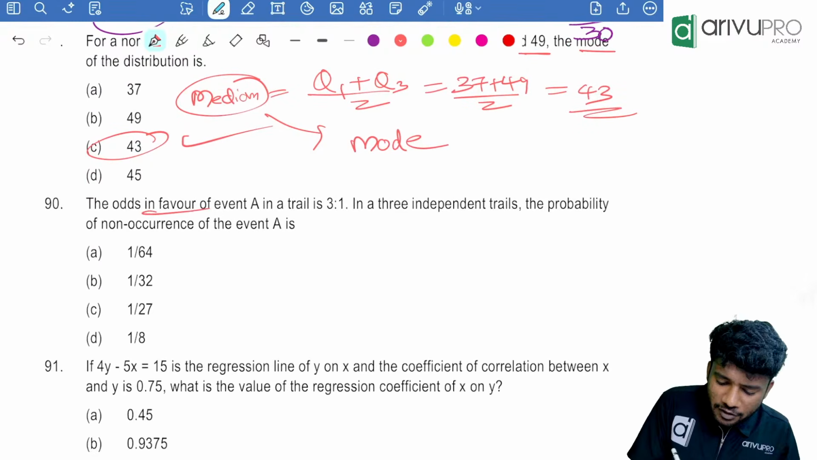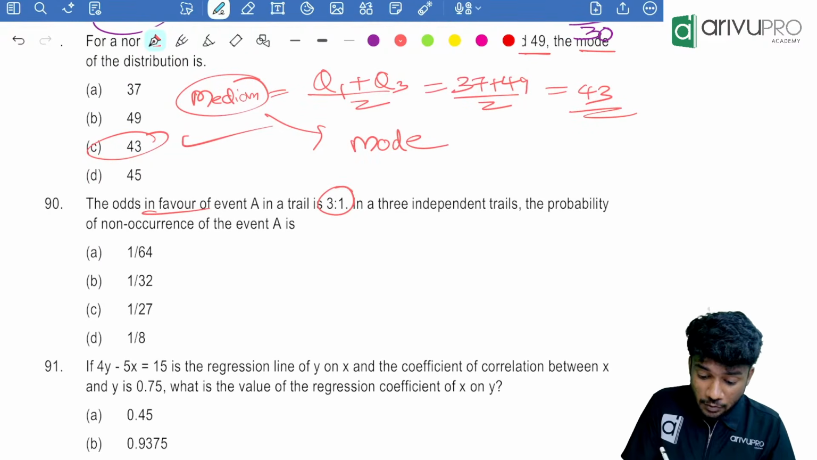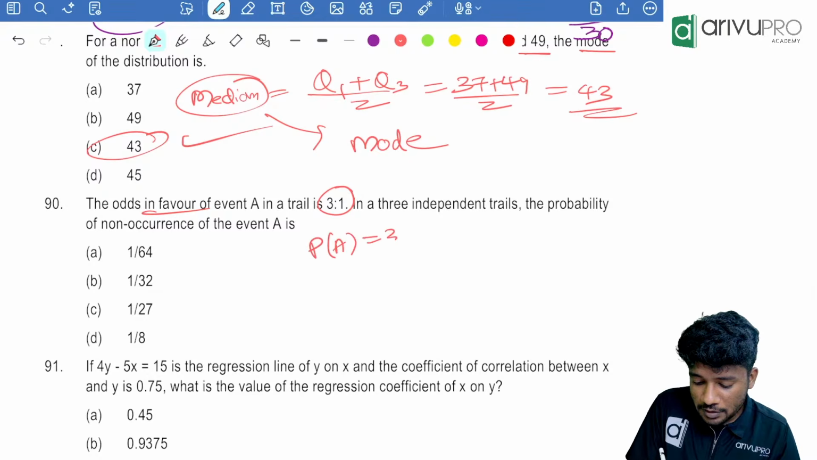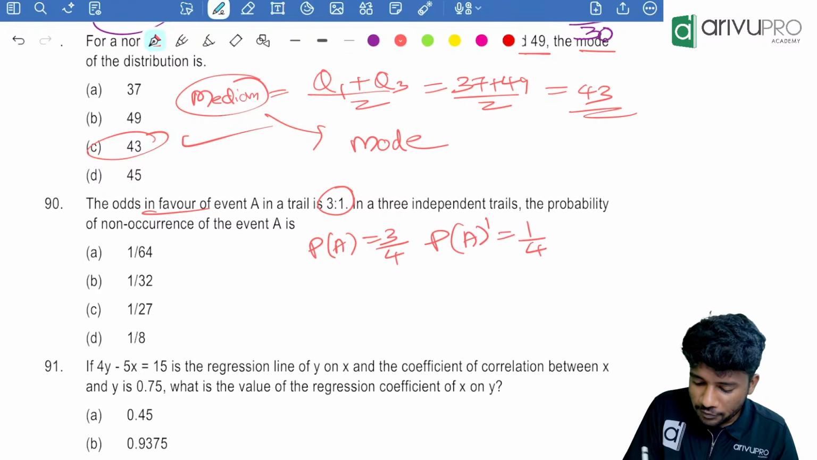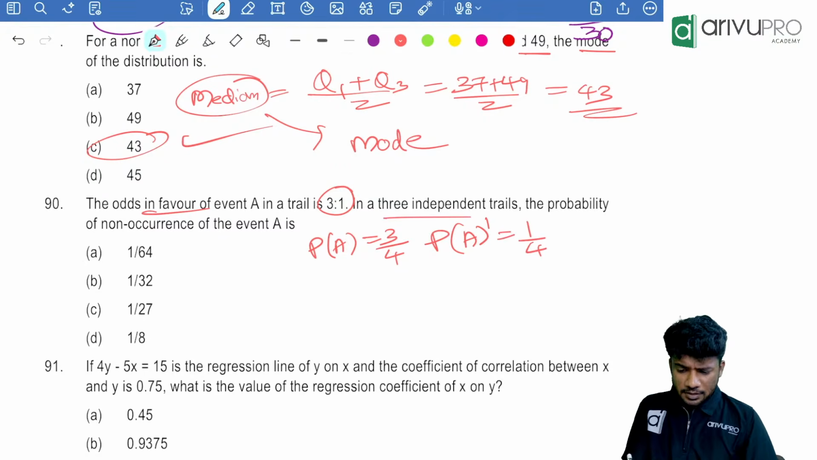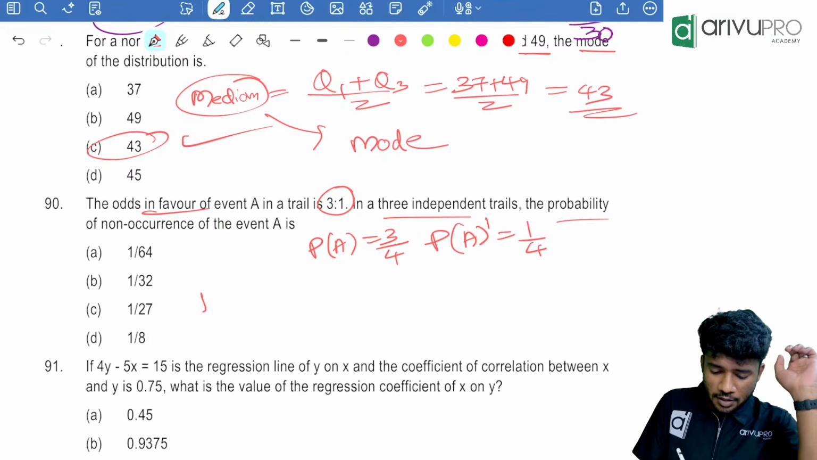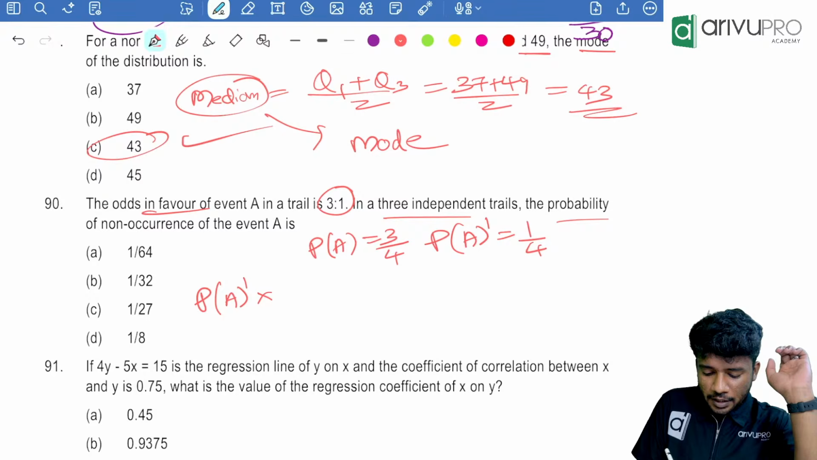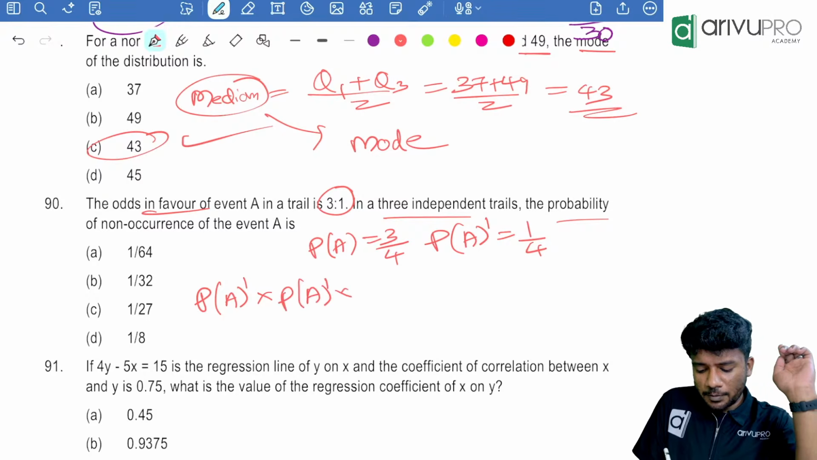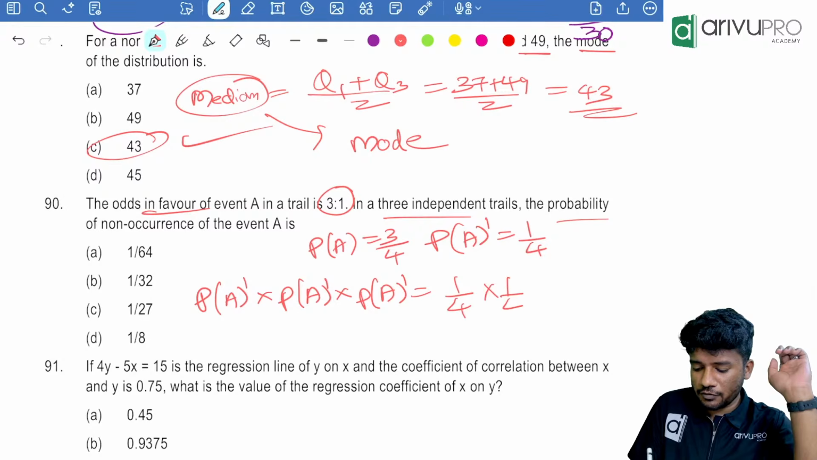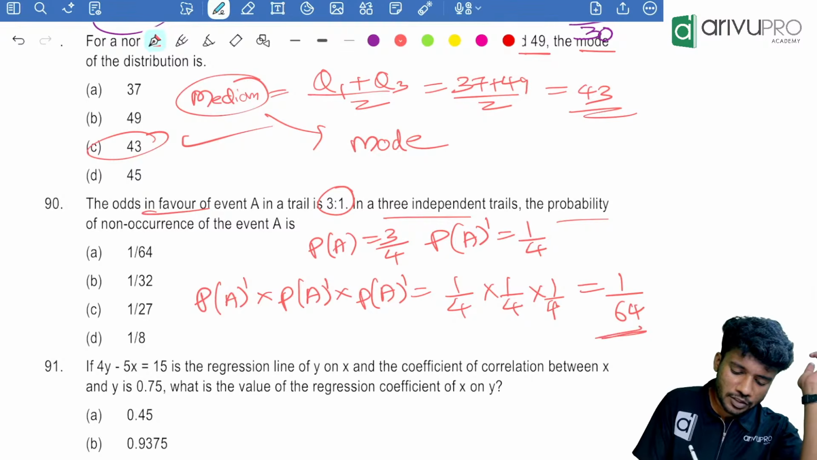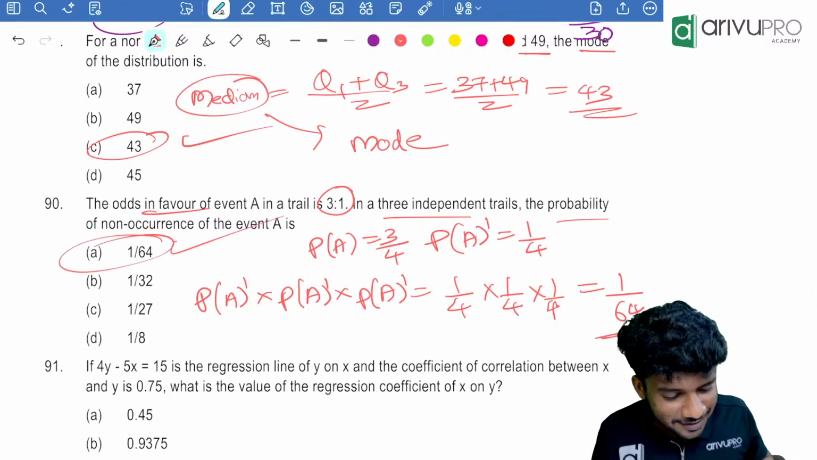Then odds in favor of an event A is 3 to 1. That means P of A will be 3 by 3 plus 1, which is 3 by 4. P of A complement will be 1 by 4. Then 3 independent trials are there, and the probability of non-occurrence. That means first time A is not coming, second time A is not coming, third time also A is not coming. That means 1 by 4 into 1 by 4 into 1 by 4. Answer is 1 by 64. Option A is the answer.